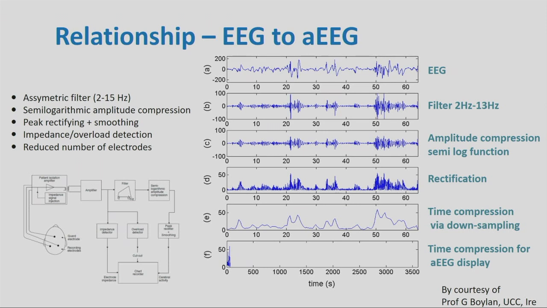So this is what happens. You have a normal EEG, and then the signal gets filtered with an asymmetric filter, and then amplitude compressed in a semi-logarithmic function, then rectified, time compressed via downsampling, and then time compressed again for the aEEG signal. So from here to here. You can imagine how much information you lose, but it's much easier to look at this data.